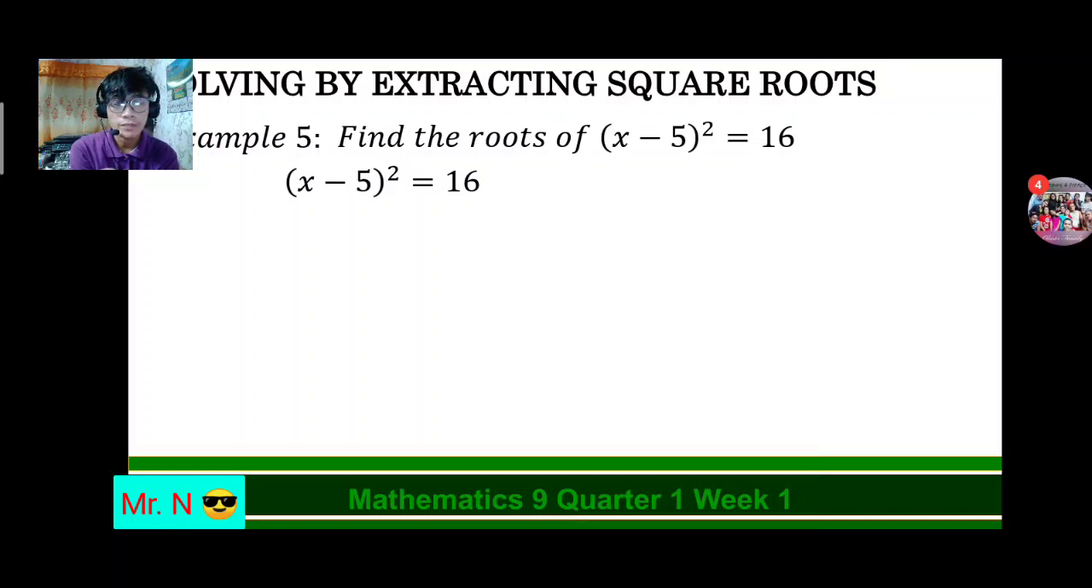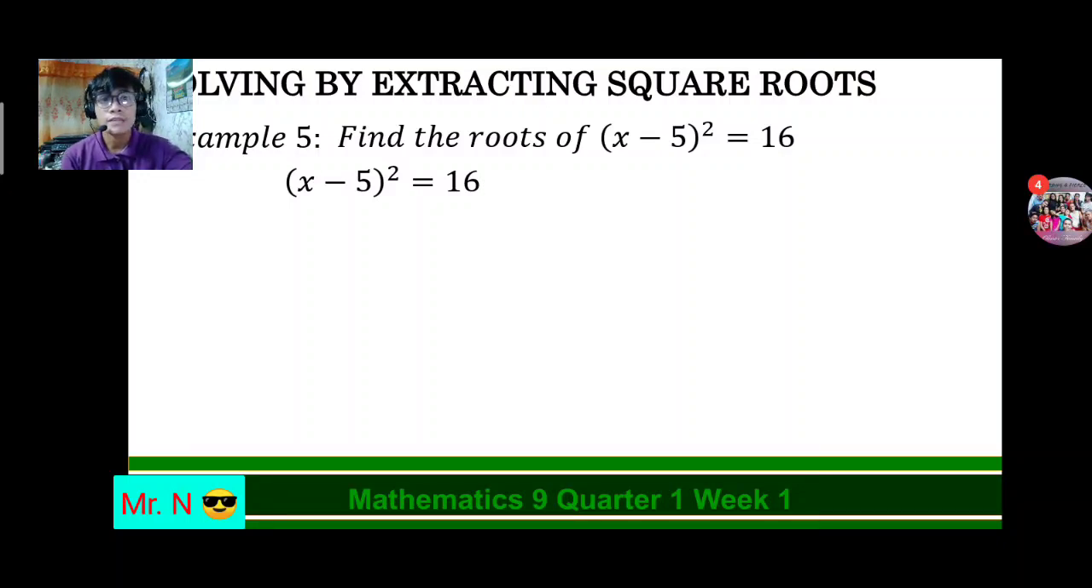Transform natin siya in the form of x squared is equals to k. Kaso kung makikita nyo, tingnan nyo ito. Imagine nyo na yung parenthesis ay x. So that is x squared is equals to 16. No? Kung in-imagine mo, meaning to say, naka-form na tayo ng x squared is equals to 16. Wherein, yung x mo ay yung x minus 5, at saka yung k mo, yung 16. Diba? Okay. So, we can now use the square root property.